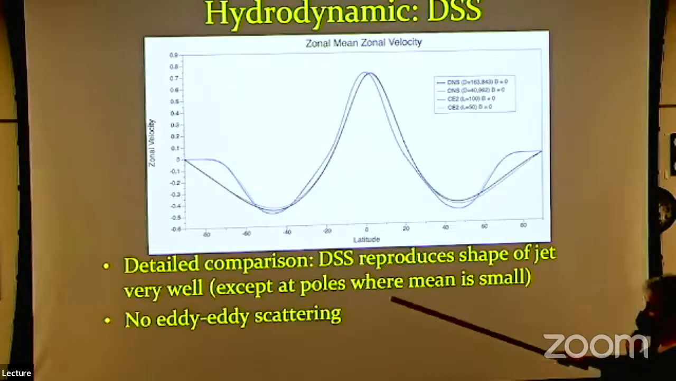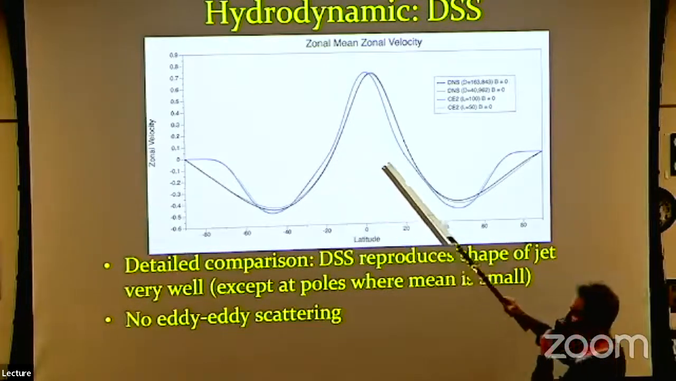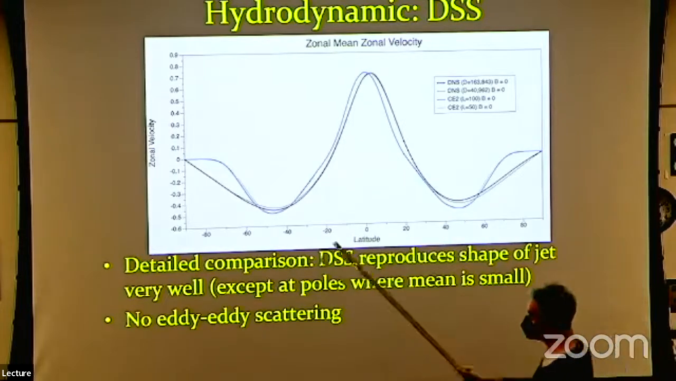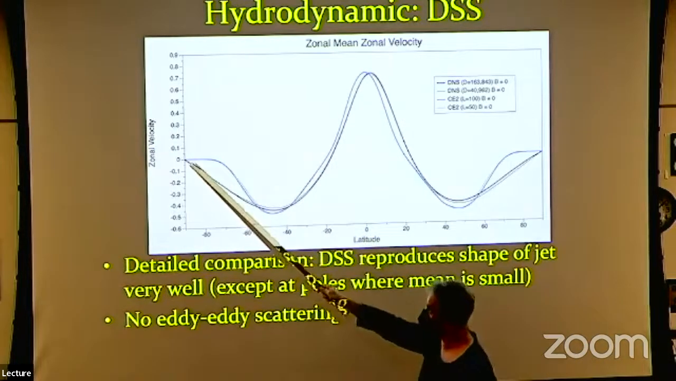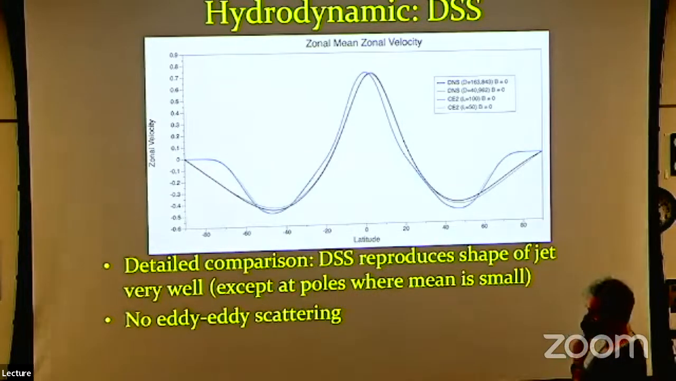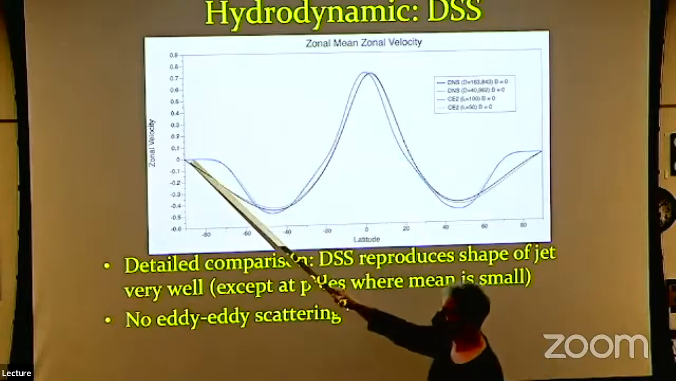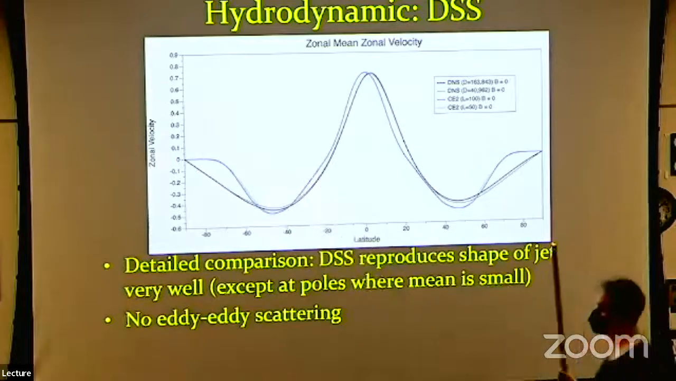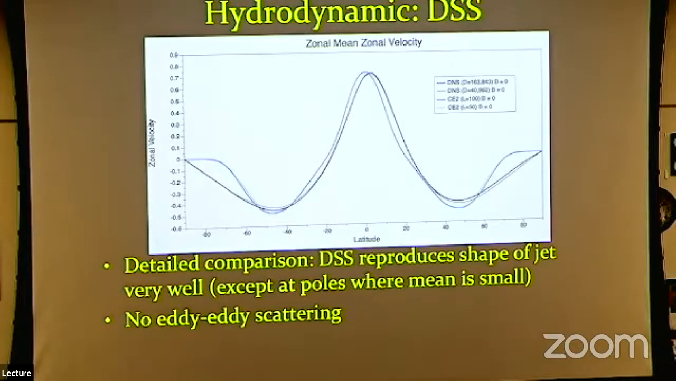It's because of where we force the turbulence. There's no turbulence forced near the poles, so CE2 is a theory which can't scatter energy. Remember, I talked about there's no eddy-eddy scattering. So in order to get energy at the poles, we can't do it under the auspices of CE2. But it does quite well.